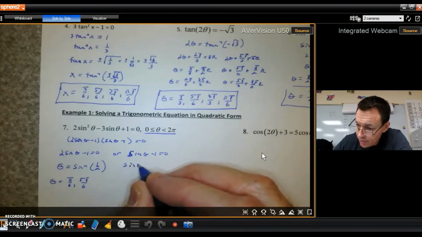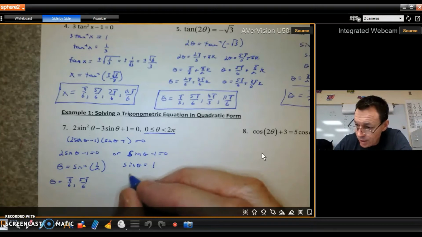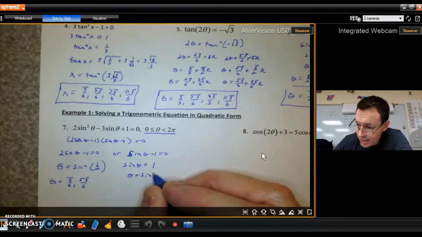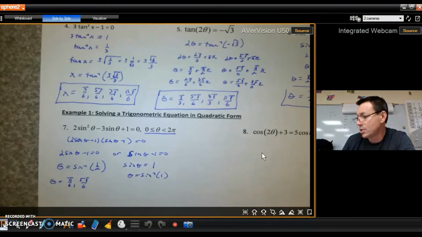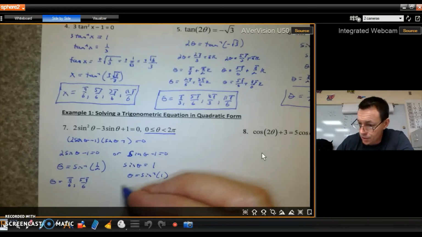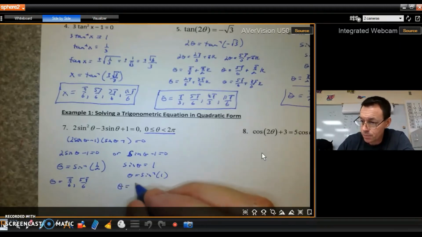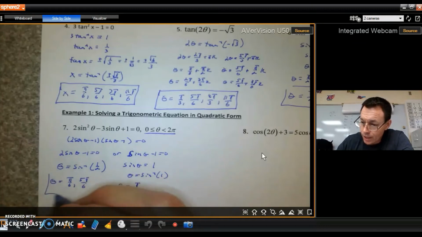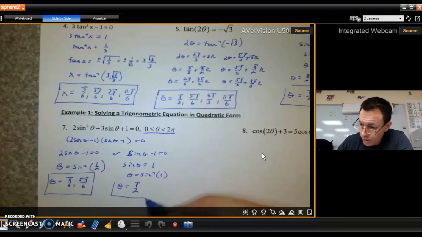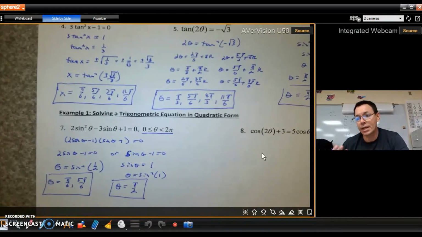So sine of theta equals positive 1. So theta is the inverse sine of positive 1. So again, go to your chart. There's only one angle that has a sine value of 1, and that's pi over 2. Okay, 3 pi over 2 is negative 1, so just pi over 2. So we've got 2 answers here, we've got 1 answer here. So there are 3 answers to this problem altogether.